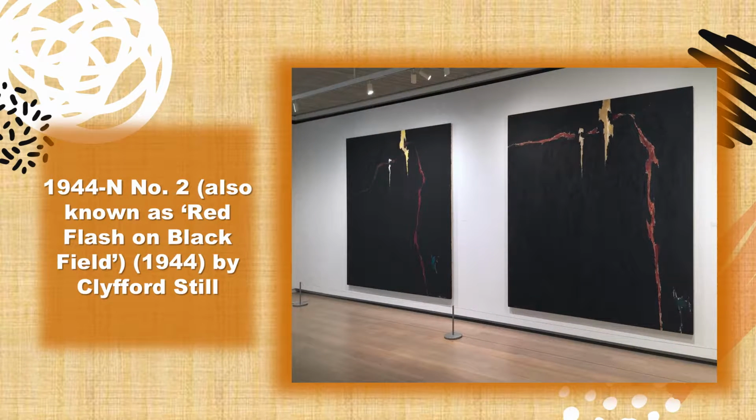Painting 1944-N number 2 created a dynamic relationship between vertical and horizontal forms. The primarily dark palette highlighted the areas of bright color. Still used a palette knife to apply the thick impasto onto the oversized canvas, resulting in an irregular textured surface. The artist rejected any figurative interpretations of his work, claiming to remove any recognizable imagery. He once said, "I paint only myself, not nature." Still left his paintings untitled and identified them simply by the year of their creation.